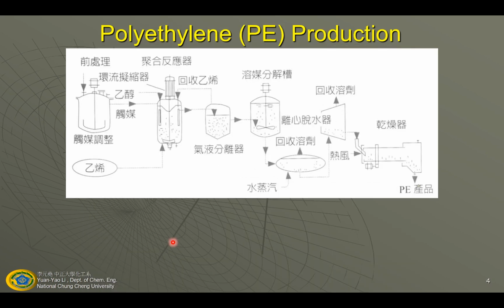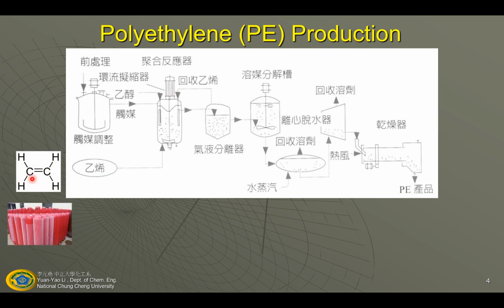Another example is polyethylene production. Polyethylene is from the raw material ethylene. Ethylene is C2H4, which is in gas phase. Then you want to have polyethylene production. Polyethylene is a kind of polymer which is in solid form.